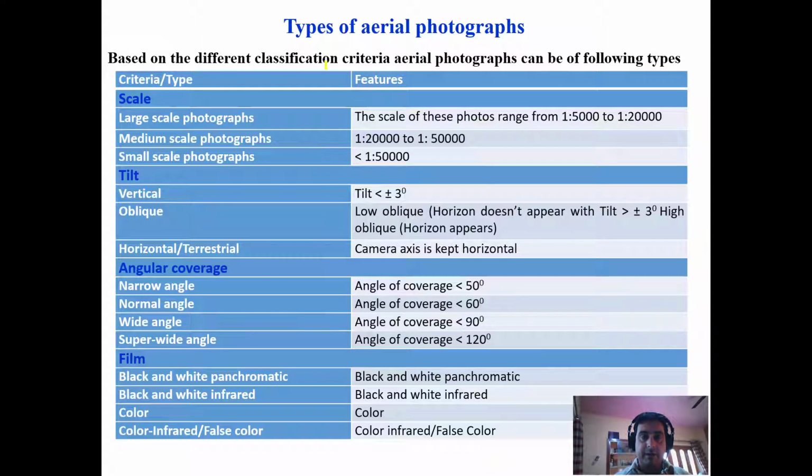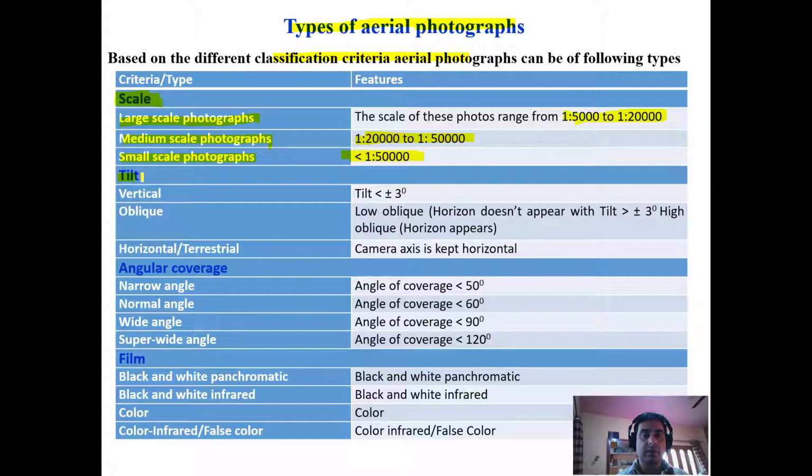So we have different types of aerial photographs based on different classification criteria, and the classification criteria may be the scale. On the basis of scale, we have large scale photographs, medium scale photographs, and small scale photographs. Large scale photographs have a scale of 1:5,000 to 1:20,000. Medium scale photographs have a scale of 1:20,000 to 1:50,000, and small scale photographs have less than 1:50,000.